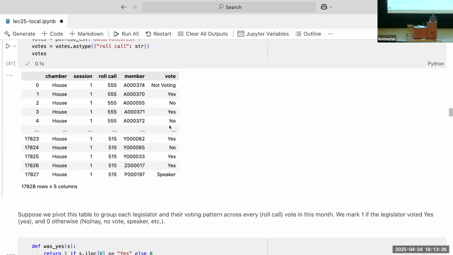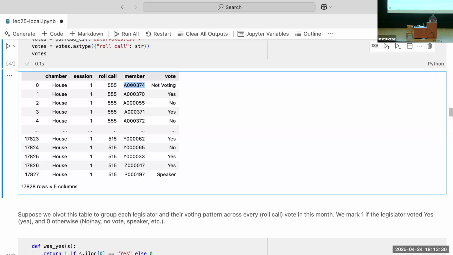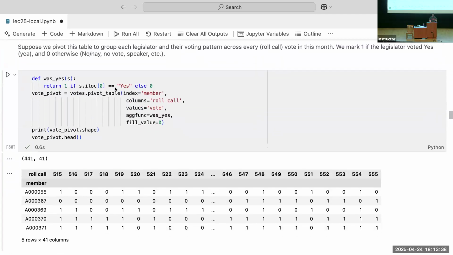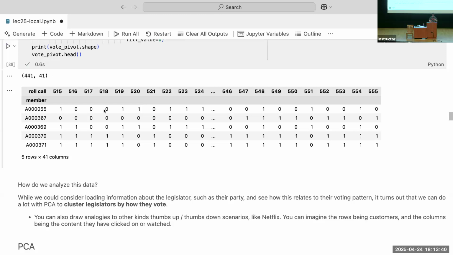So what we have is a long data set with the member of Congress, right? What their vote is, the roll call, I think this is the bill number, what chamber it is, the session. So we're going to make this table look a little nicer. We're going to make this nicer for PCA. This is the data set we now have.